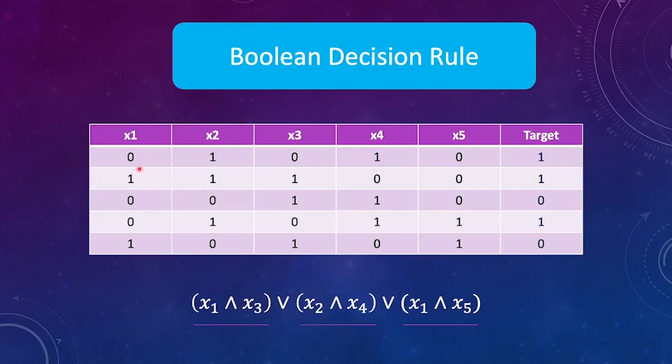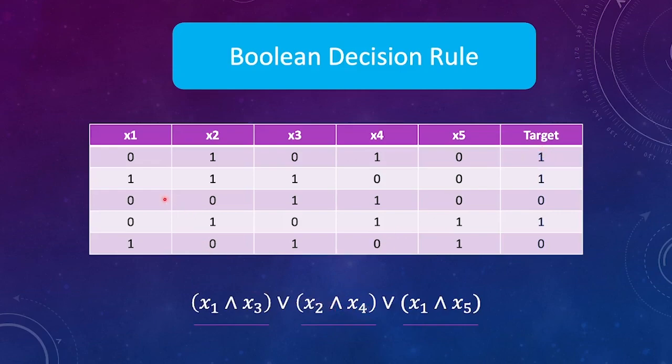So let's look at this first row. It says that either x1 and x3 has to be true, or x2 and x4 has to be true, or x1 and x5 has to be true. If any of these three clauses are satisfied, then we will predict our target to be 1, otherwise it will be 0. For the first example, x1 and x3 is definitely not satisfied, but x2 and x4 is satisfied. So this one is satisfied and therefore we predict it as 1.